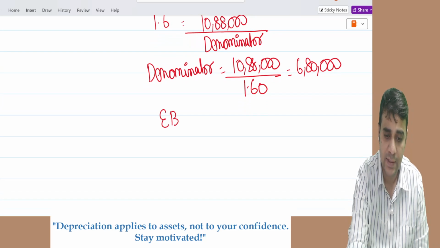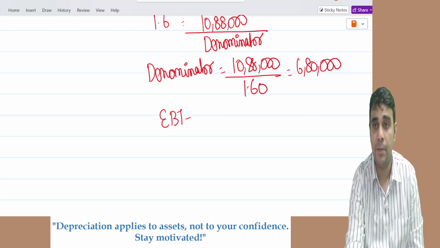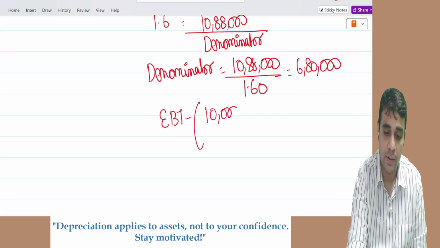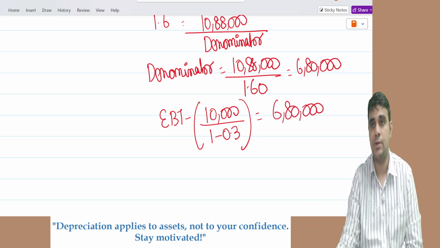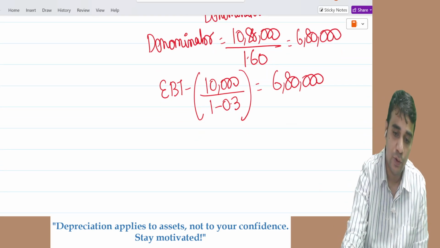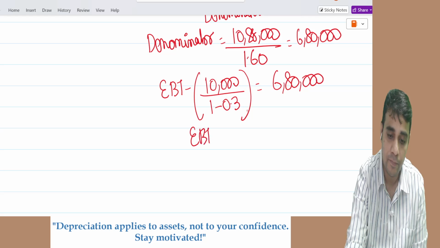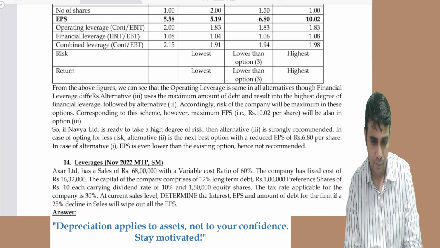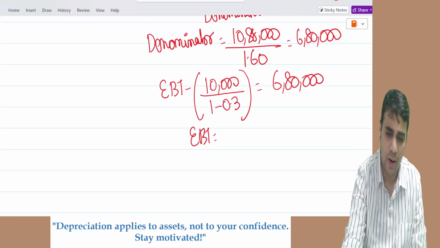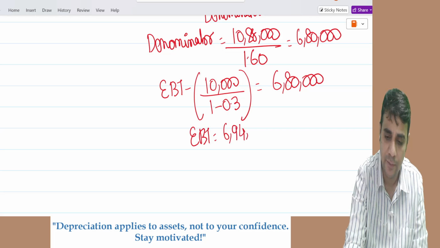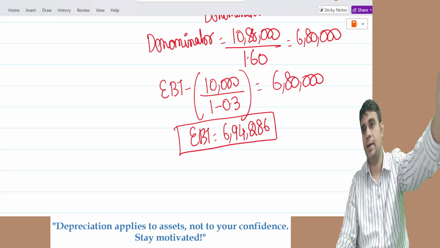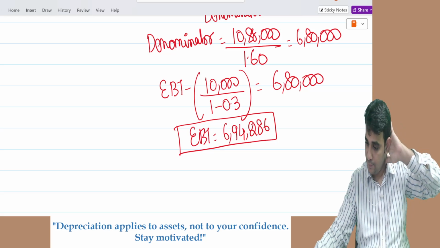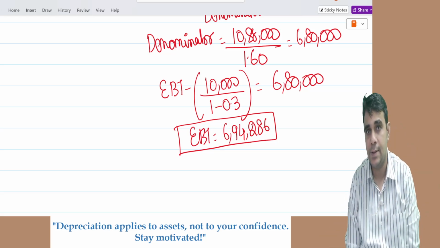Now EBT minus preference dividend, divided by 1 minus tax rate, is equal to 6 lakh 80,000. You will get the EBT number now. Yes, we are getting an odd answer, but can't help it. Whatever numbers they give, EBT is 694,286.